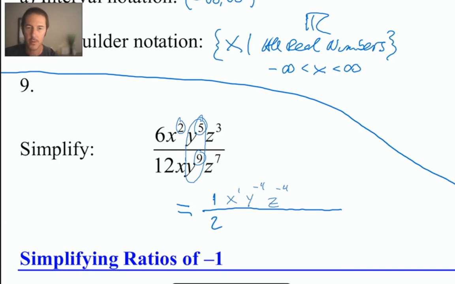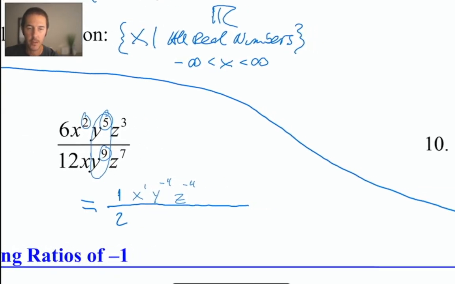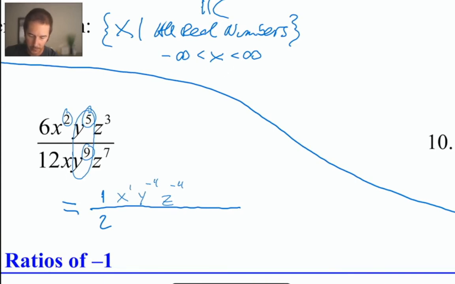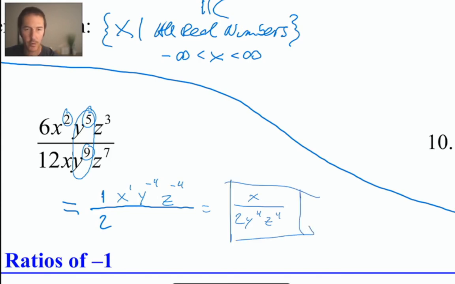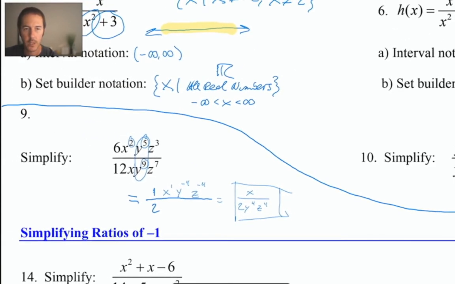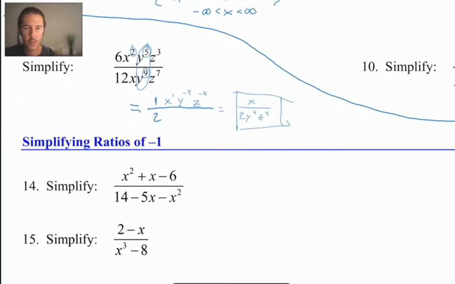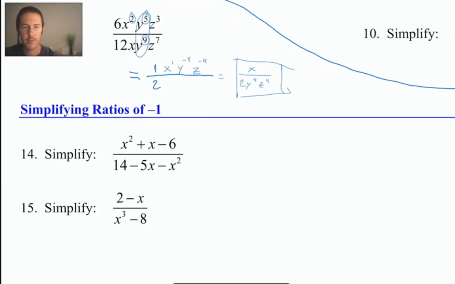As a final answer, it's pretty typical to write the expression using positive exponents, and so I would write this as x over 2 y to the 4 z to the 4. Alright, that is a fully simplified version of that rational expression. And then one more little bit of simplifying that I want to look at with you, and that will wrap this video, is simplification that involves a factor of negative 1.